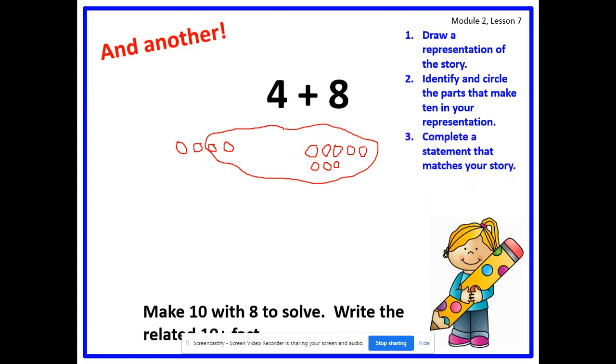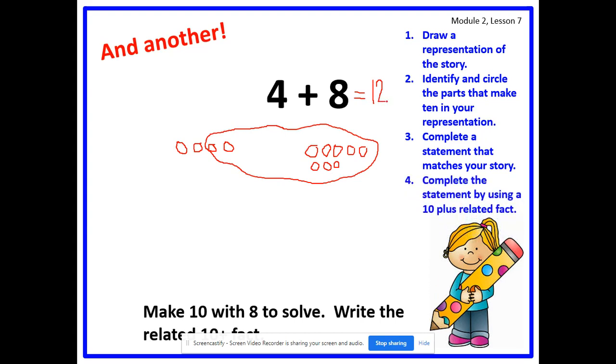Step 3, write a number sentence that matches your story. So we are going to write a number sentence, which you should already have this part. So now let's figure it out. We have 10 in our circle. Let's count on from 10. Get ready. 10, 11, 12. So 4 plus 8 equals, get ready. Yes, 12.